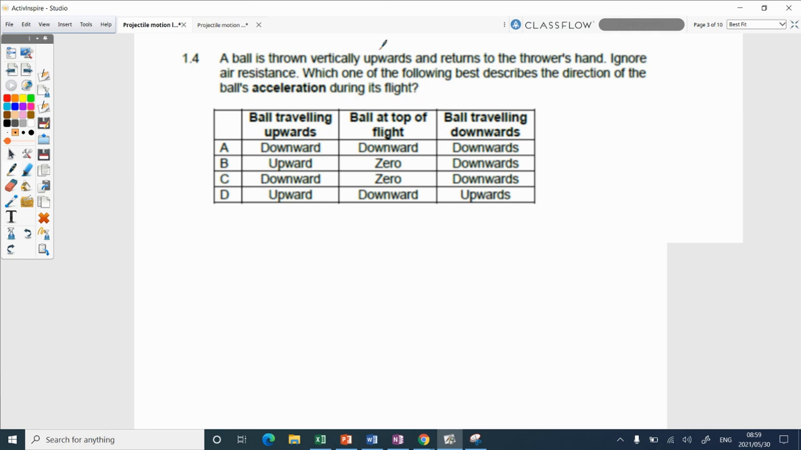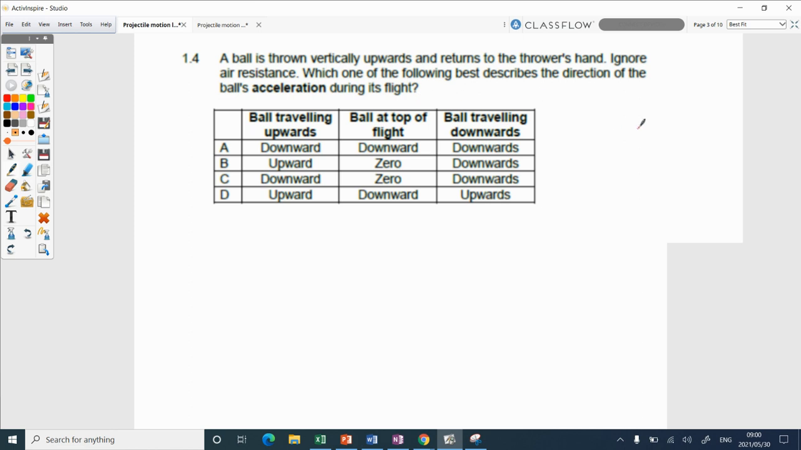A ball is thrown vertically upwards. So when it says thrown upwards, what do you know? The initial velocity is not 0. Good. And returns to the thrower's hand. Ignore air resistance. When they say ignore air resistance, what do you also know? Fg is the only force acting on it, so you can use 9.8. Which one of the following best describes the direction of the ball's acceleration during the flight?